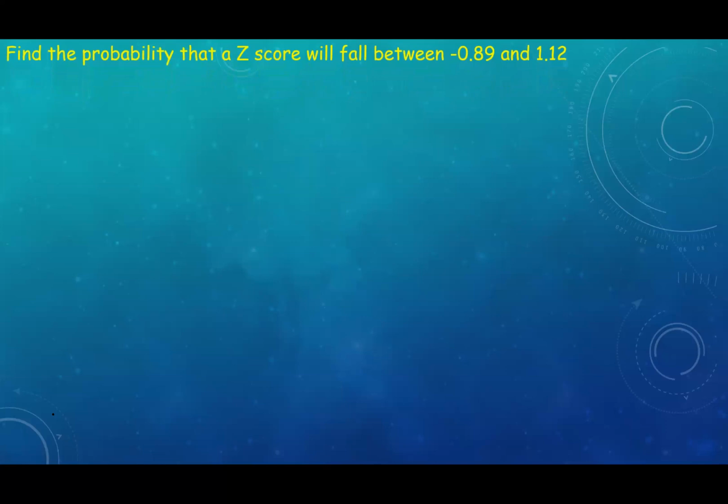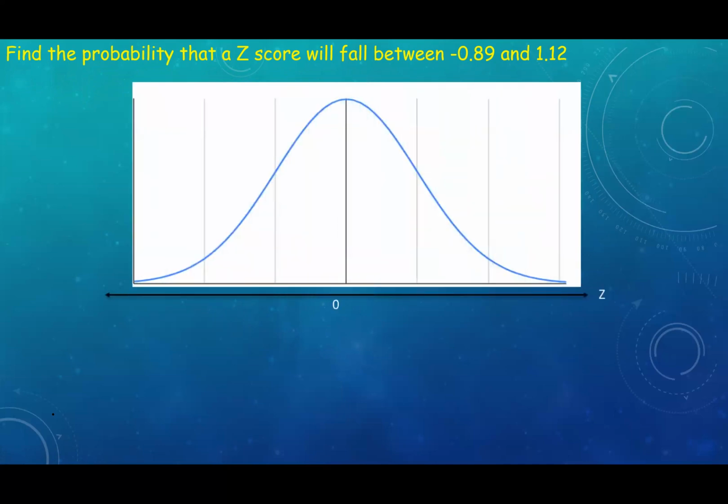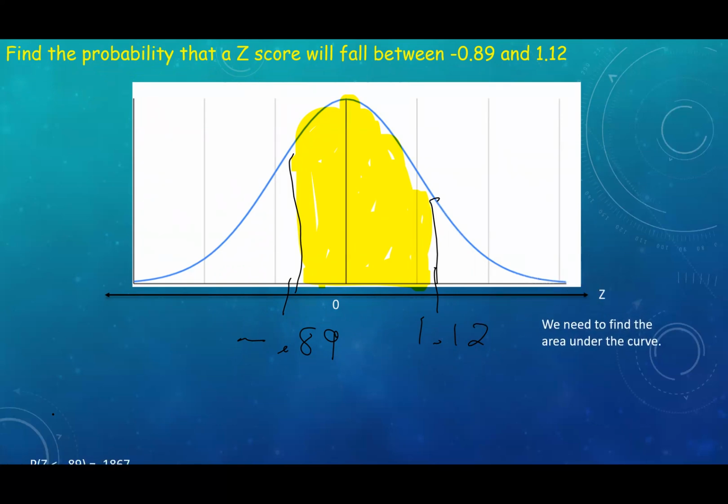Find the probability that a z-score will fall between negative 0.89 and 1.12. So here's our normal distribution graph with our z-axis. All right, so we put a partition up at negative 0.89 and another partition up at 1.12, and we shade in between. Now we're trying to find the area under that curve. So the yellow area is what we're trying to find, and whatever that area is, that will be our percentage. So we need to find the area under the curve.